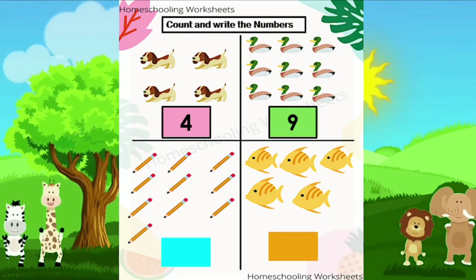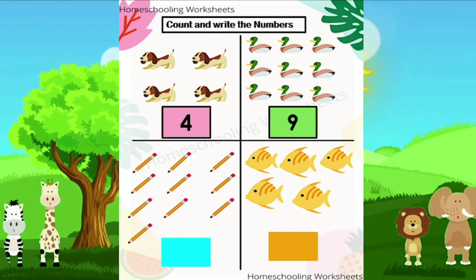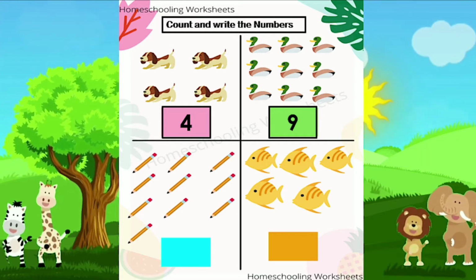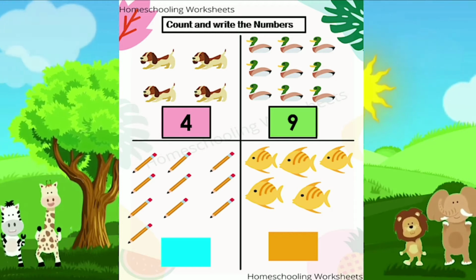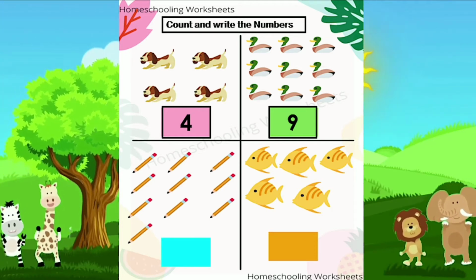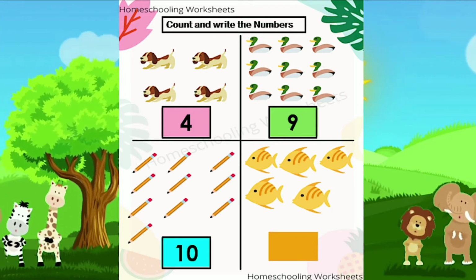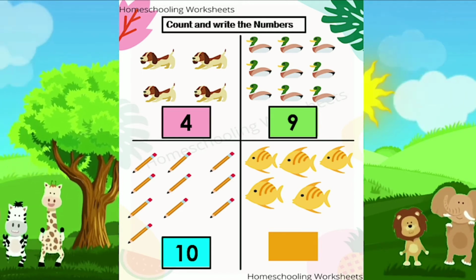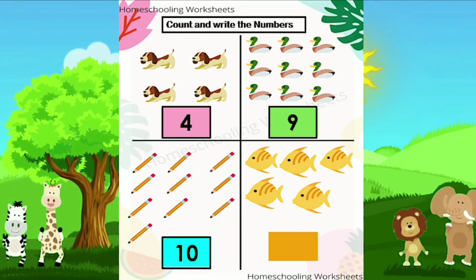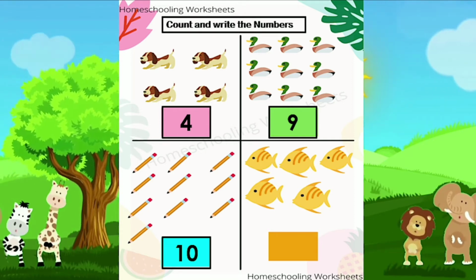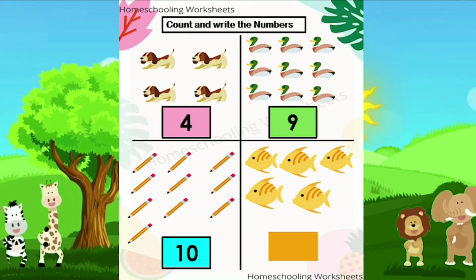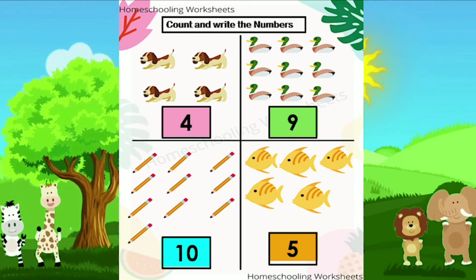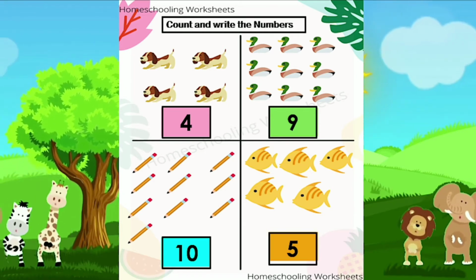Now let's count how many pencils are there. Let's start. 1, 2, 3, 4, 5, 6, 7, 8, 9 and 10. 10 pencils are there. Now let's count how many fishes are there. Let's start. 1, 2, 3, 4 and 5. 5 fishes are there.